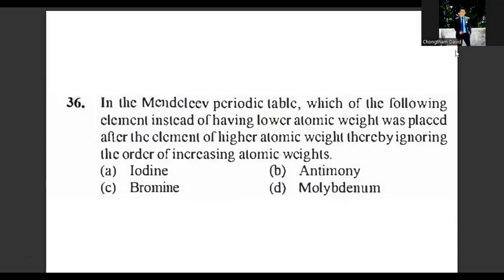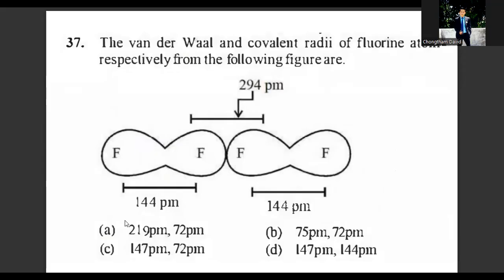Let's read question number 37. These are the van der Waals and covalent radii of a fluorine atom respectively, from the figures shown. So which one is the correct combination? First van der Waals and later covalent. Covalent radius is the radius of an atom in its bound state. That is, in fluorine, it is half of the distance between two covalently bonded fluorine atoms. Van der Waals radius is one half of the distance between the nuclei of two identical non-bonded isolated atoms. So these atoms are attracted toward each other through weak van der Waals forces. Hence, these van der Waals radii are very large.